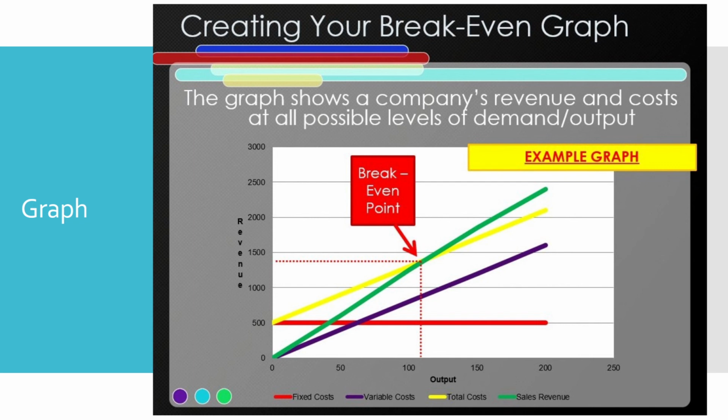Total costs, we add those together, which is our yellow line. Then our sales revenue, money coming in. So remember again, where the sales is equal to the total costs is our break-even point. So we can see here that where the yellow and the green line cross over is our break-even point. So on this graph, if we read it, our output would be just over 100 and our revenue would be just under 1,500.